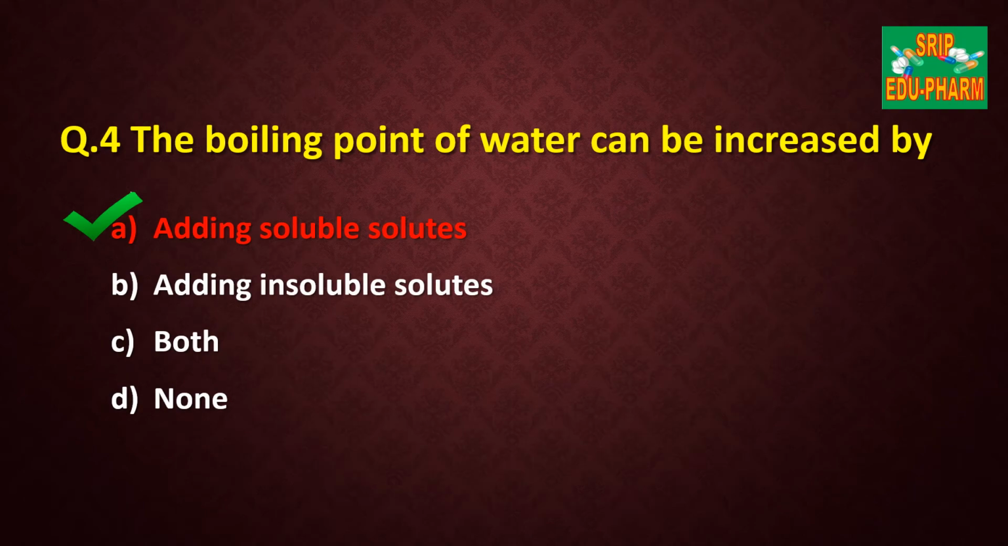Fourth question is, the boiling point of water can be increased by, here the answer is adding soluble solutes. When the soluble solutes are added, then any liquid requires more temperature for boiling. So the boiling point of water is also altered by adding soluble solutes.